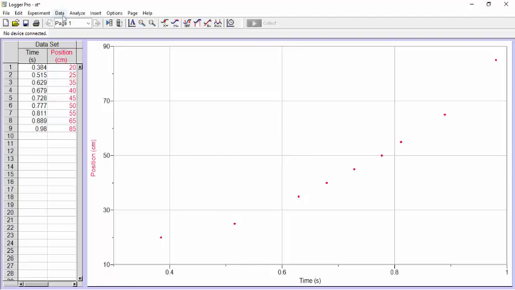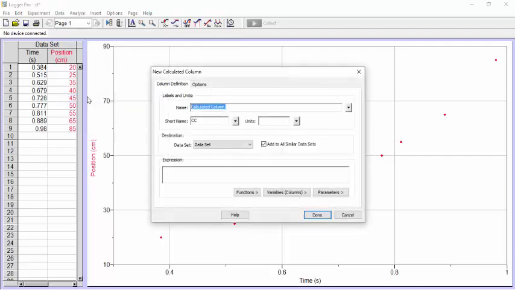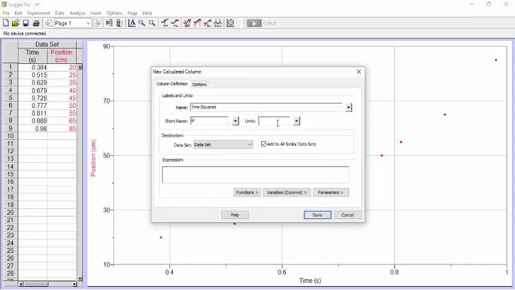Now to do that, we come up here to data and we want a new calculated column. And we're going to rename it to time squared. I'm going to have a T with a superscript 2. And our units are going to be seconds with a superscript of 2. And down here where this expression is, we're going to take our time and we're going to square our time.